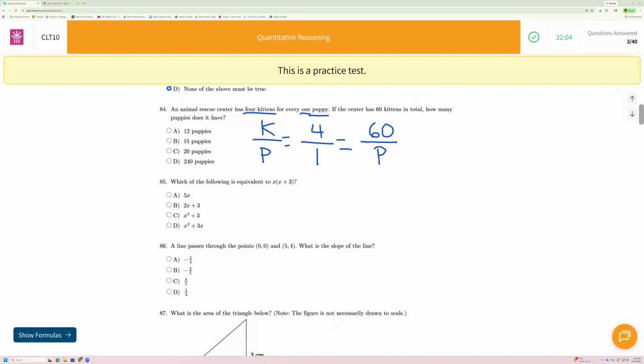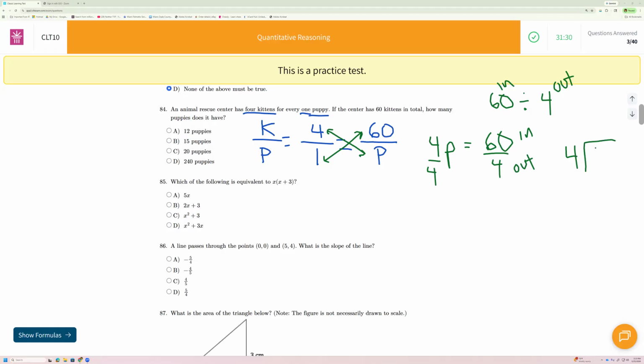This is a cross multiplication problem, a proportion. So we're going to cross multiply. And we're going to say that 4p is equal to 1 times 60, which is 60. We need to then divide by 4. And because there's no calculator, remember this is in over out, or 60 divided by 4. This is still in over out. So out, I write the 4, and then 60.